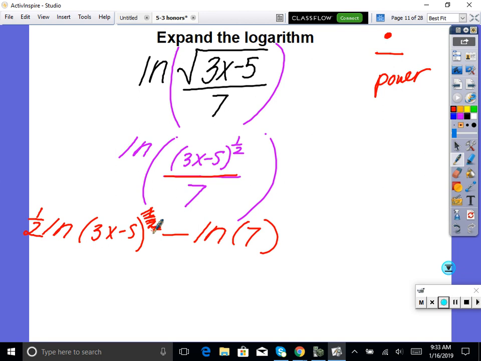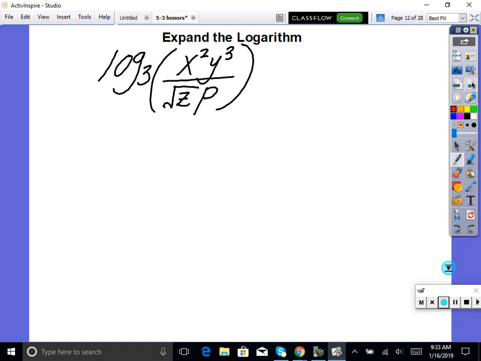That's expanded. Don't be tempted to split apart this subtraction sign. It didn't work that way. When you multiply, you can split apart with addition. When you divide, you can subtract. And you have powers. See, that's it. Okay. All right, let's keep going.